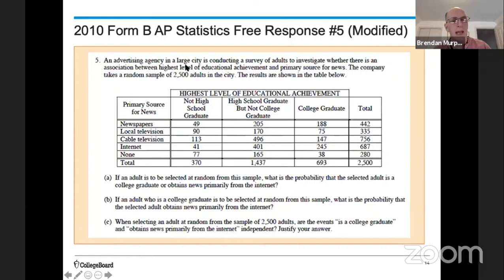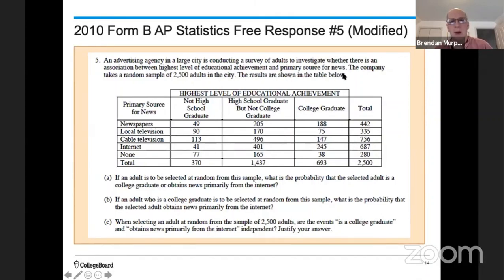An advertising agency in a large city is conducting a survey of adults to investigate whether there is an association between high level of education achievement and primary source for news. So I don't know where we're going based upon that. I see survey and I see association, maybe chi-squared, but it's really just setting the stage. The company takes a random sample of 2,500 adults in the city. So the random's good, and that's a reasonably big sample size. I'm happy with both of those things. And there's my 2,500 again.